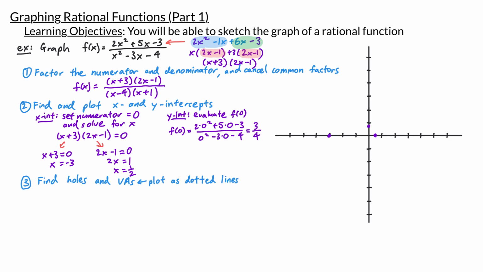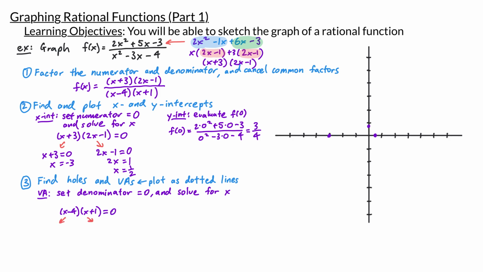In our next step, we want to find the holes and vertical asymptotes for our rational function. Remember, to find the vertical asymptotes, we want to cancel out any common factor that we have in the numerator and denominator of our fraction, and then we set our denominator equal to 0 and solve for x. Now, we've already canceled out any common factors in step 1, so really all we have to do here is set the denominator equal to 0 and solve for x. Here, we'll have x minus 4 times x plus 1 equals 0.